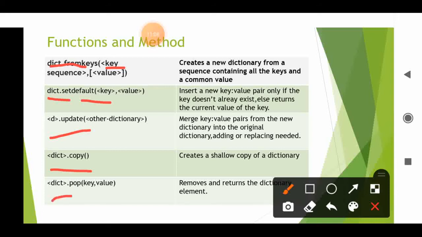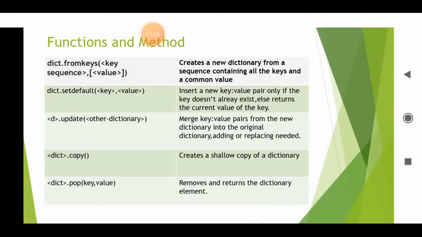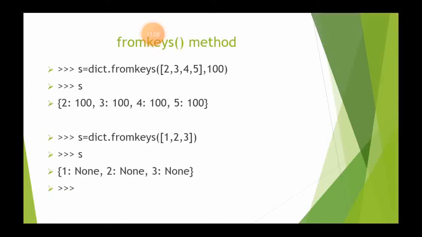The next one is the pop method. Dictionary name dot pop, in the brackets you have to mention the key, comma, value. It removes and returns the dictionary element. You will see the first two methods in today's class. The next class will continue with the update function, copy function and pop function. With the fromkeys method, you can create the sequence of keys and values.